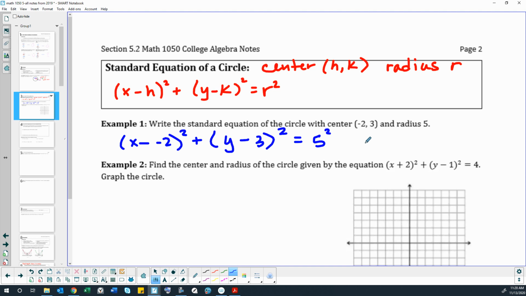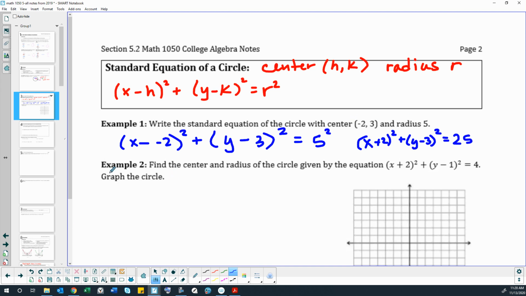We should simplify this, make it look a little nicer, so we don't like to have these double negatives. We're going to do (x plus 2) squared plus (y minus 3) squared, and then instead of 5 squared, just simplify that to 25. That is our standard form for this described circle.